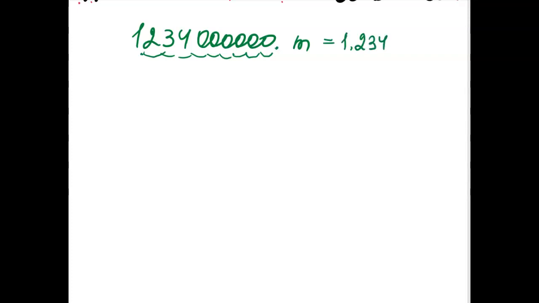So the new way to write this number will be 1.234. I'm leaving the non-zero digits, right? And multiply by 10 to the power. So again, 1, 2, 3, 4, 5, 6, 7, 8, 9. Multiply by 10 to the power 9, positive, right? Because we moved the decimal point to the left.